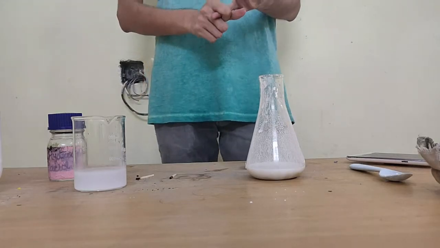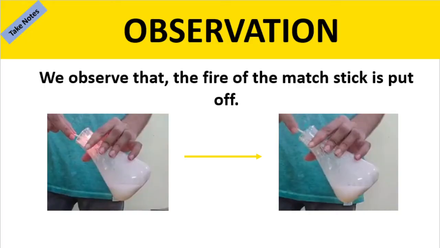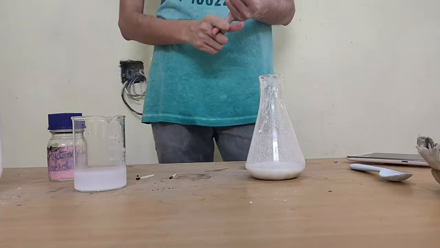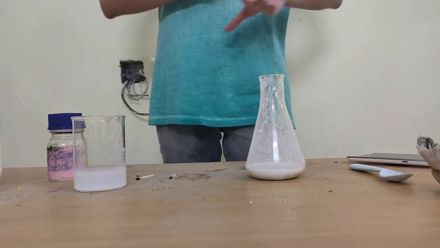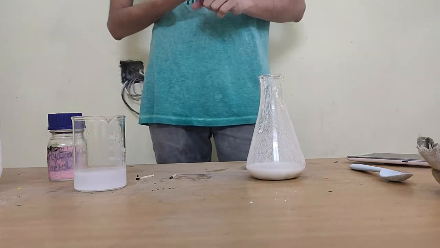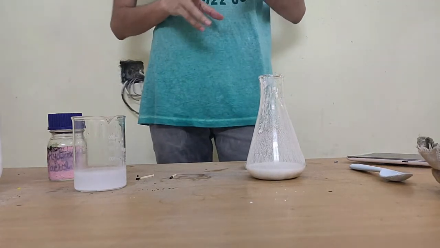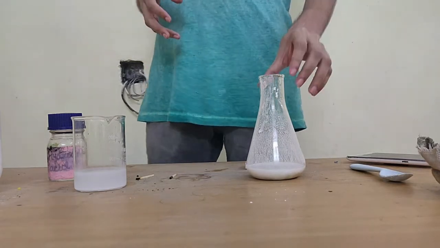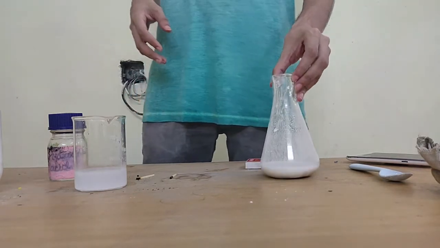If you remember, hydrogen gives a pop sound, but carbon dioxide does not. It simply turns off the flame. So this is one way to identify that we have made carbon dioxide gas.